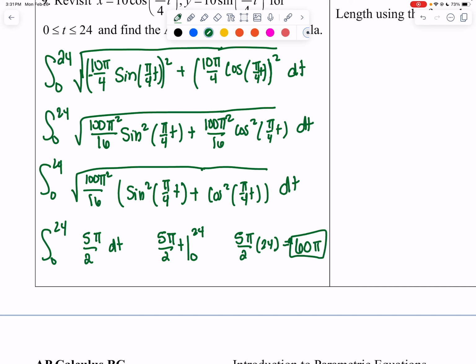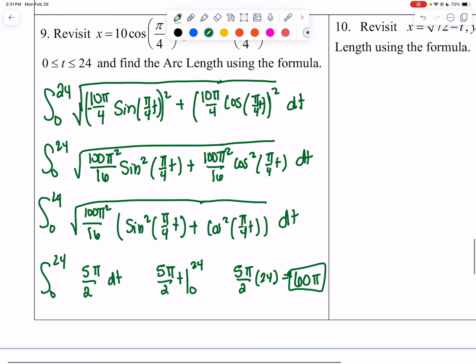Now, obviously, this might look like a little bit more work in terms of number 9. But in the long run, it is going to be easier just because our curve isn't going to be a circle most of the time. And it's going to be something weird. So it might look like that. Who knows?